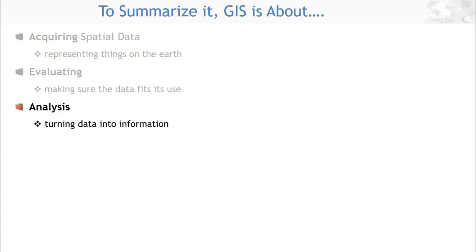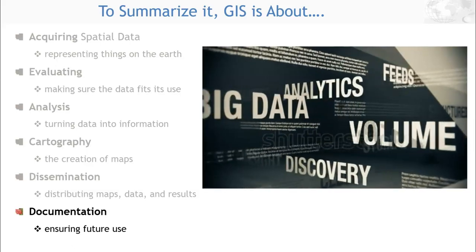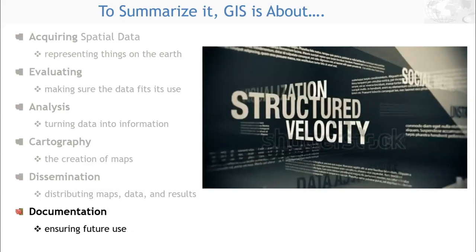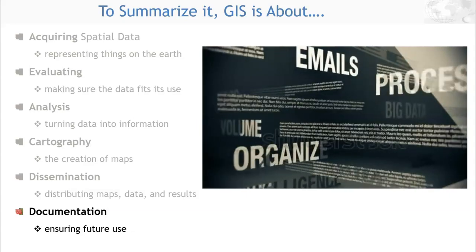Analysis. GIS is about analyzing geospatial data in programs such as QGIS, ArcGIS Pro, and many others. GIS also involves creating maps, displaying information generated from analysis of geospatial data. GIS is also about sharing geospatial information through distribution of maps, data, and results through publications and web maps. GIS also entails documenting geospatial data collection and analysis by providing metadata describing how geospatial data was collected and analyzed.